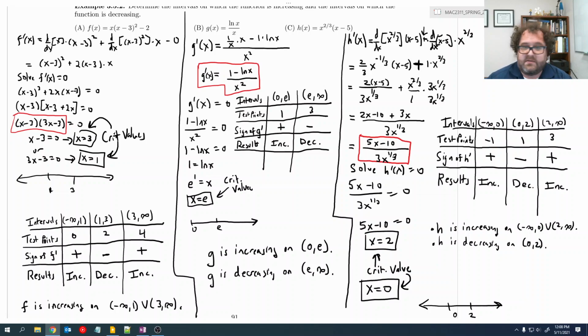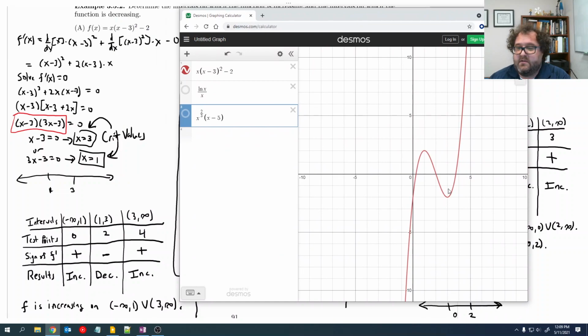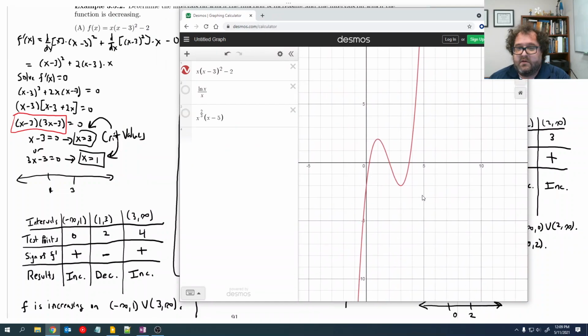So let's see, the first function is x times (x minus 3) squared minus 2. I'm going to go ahead and type in all the functions. So I'll have to do it again, and I'll hide them as we need to. x to the 2/3 times (x minus 5). Okay, and let's hide all except for the first. All right, so here's the first function. And let's not maximize the window. There it is.